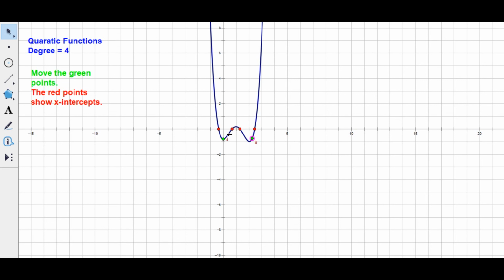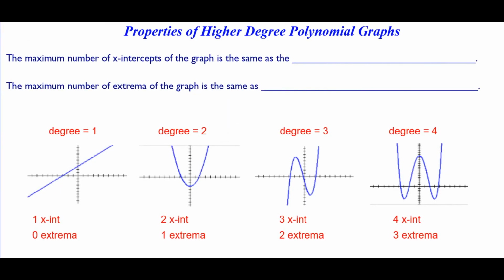Right now I have 3 extrema. I have 2 absolute mins, a local min, and a local max. Again, I can change this so I have 1 extrema. So I can have 1 extrema, or I can have 3 extrema. I can't have 2 extrema because that would ruin the end behavior of my graph. So if we come back here to our information, the maximum number of x-intercepts of the graph is the same as the degree.